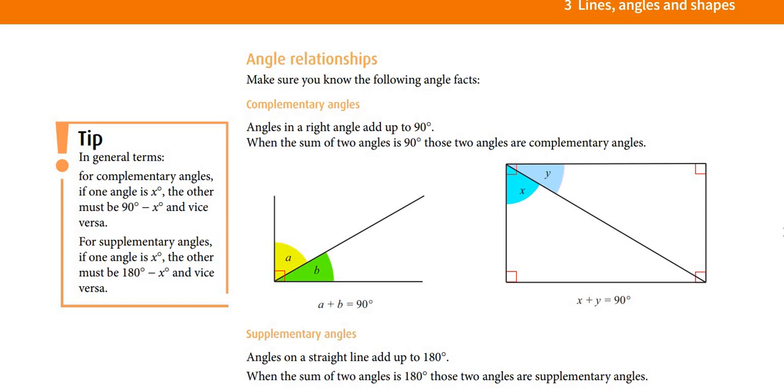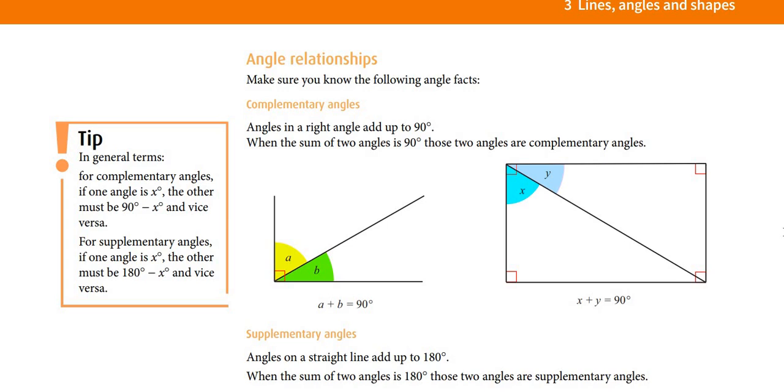Okay, so when you add two consecutive angles and they add up to 90 degrees, you can say that those angles are complementary. In this case, you have A and B. Because this symbol means a right angle, you can say A and B are complementary. So A plus B add up to 90 degrees.